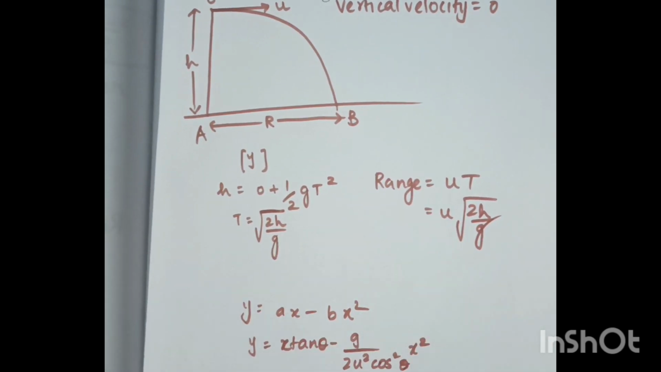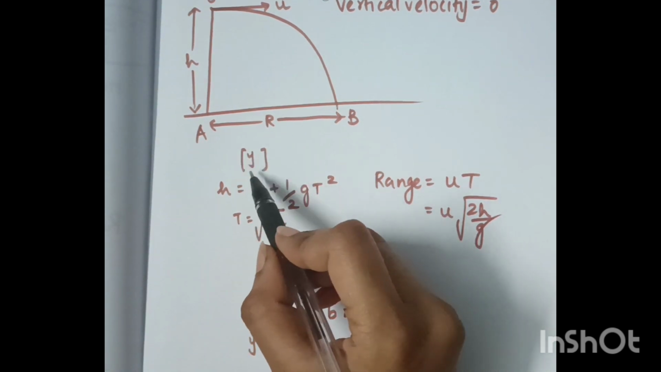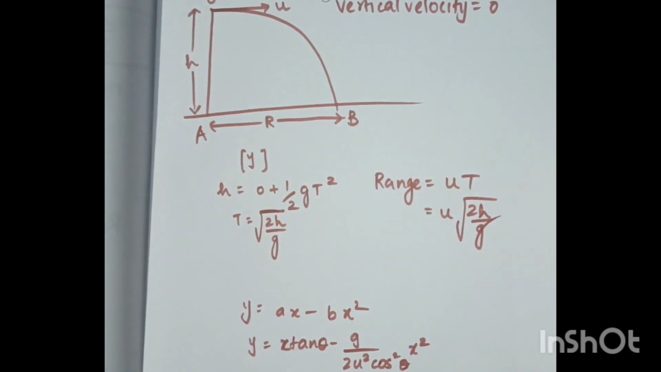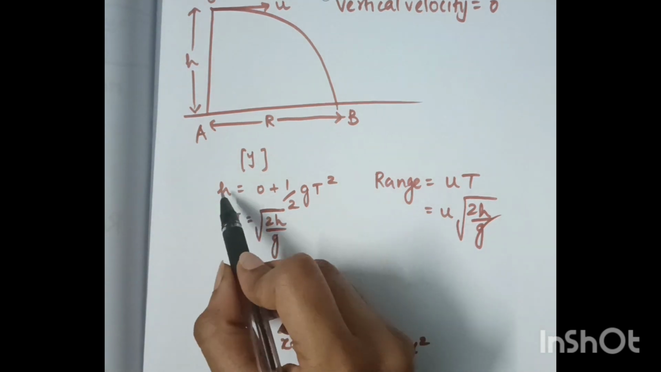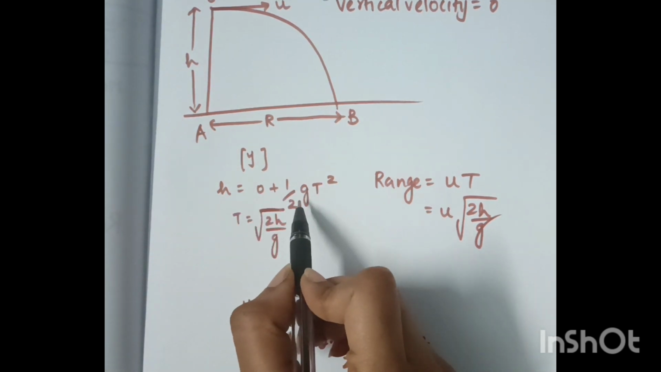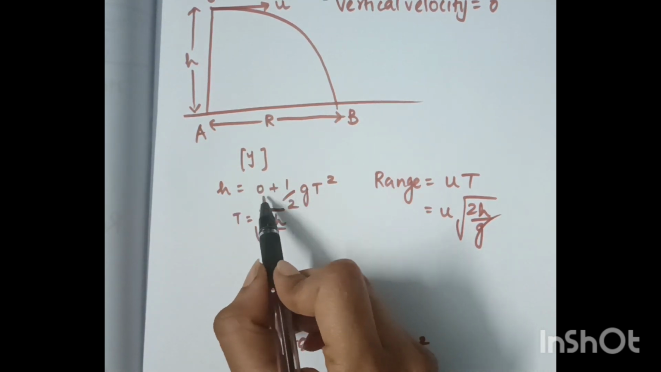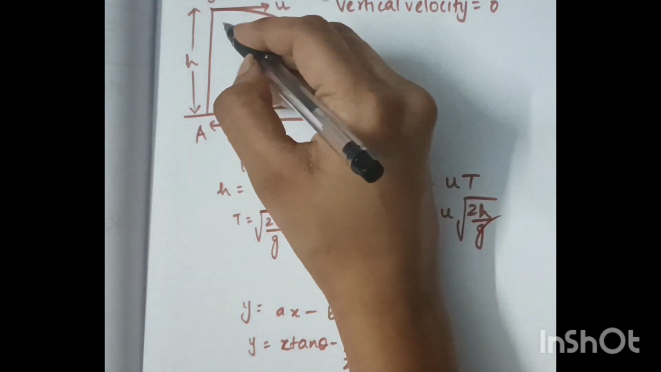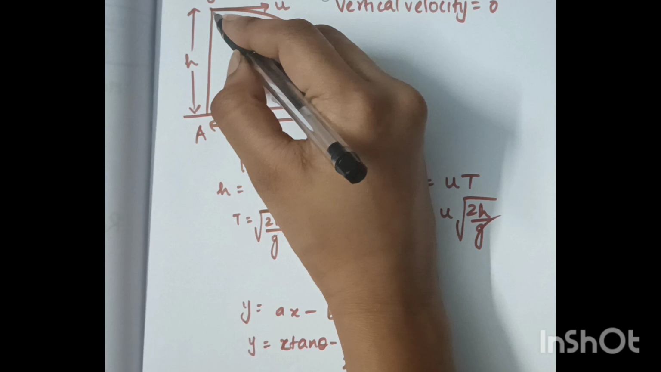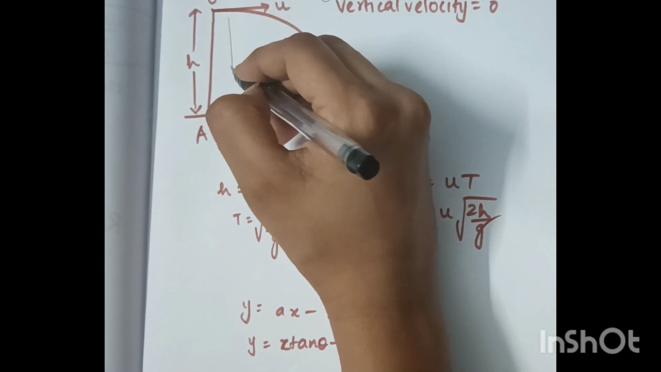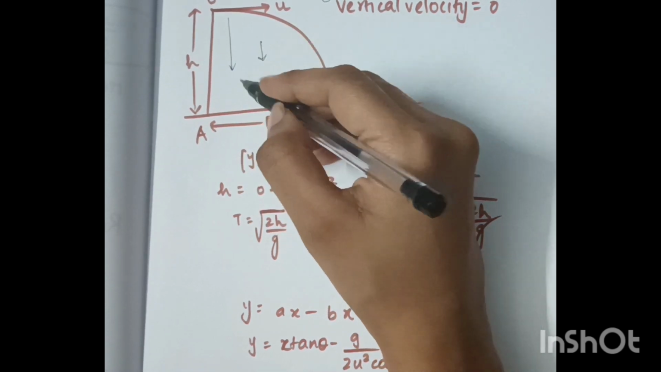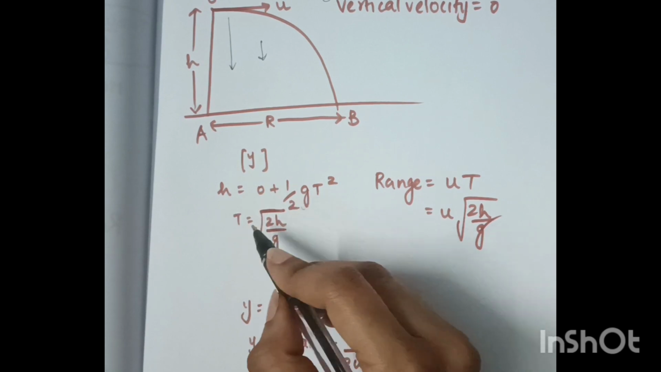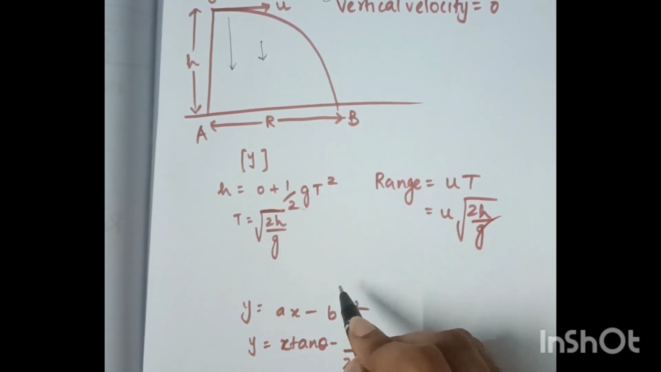Now let us apply the equations of motion to y components. If you are applying for y components, then you have to use only the components in the y direction. h equals ut plus half at square. Initial vertical velocity was 0, so that is 0 plus half g t square. So it is the net displacement. h is also like this, g is also like this. Both are in the same direction, so positive. t equals root 2h by g.